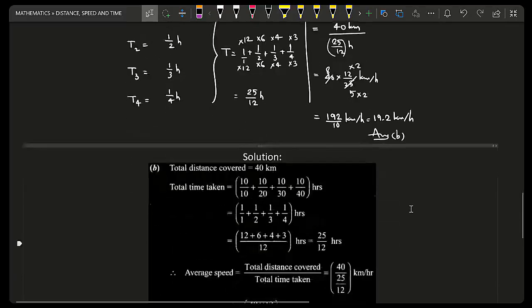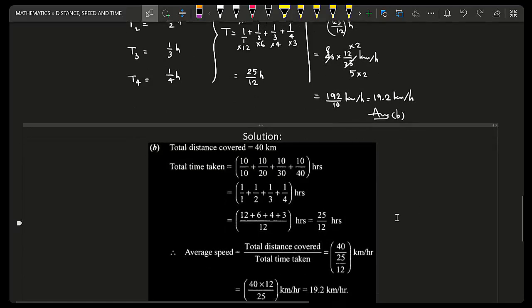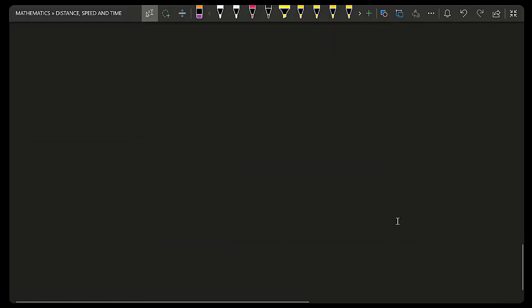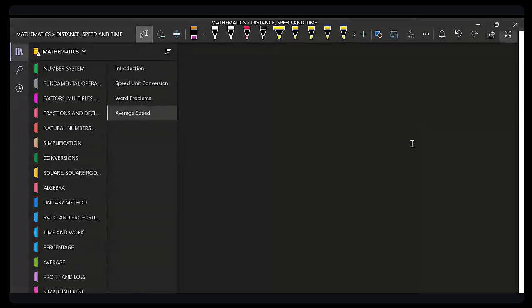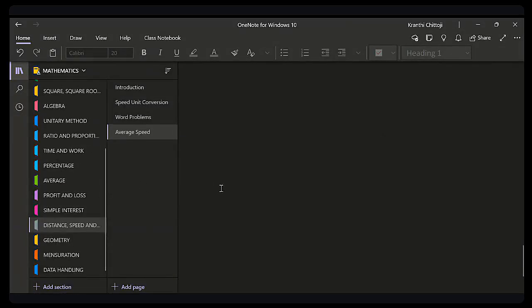So this is how we solved this question. That is, individual times we have found and then added all of them to get the total time and divided. We got 19.2 kilometers per hour. With this, we have completed distance, speed, time also, and there are only 3 chapters left for us to discuss in maths: geometry, mensuration, and data handling, that we are going to start from the next class.